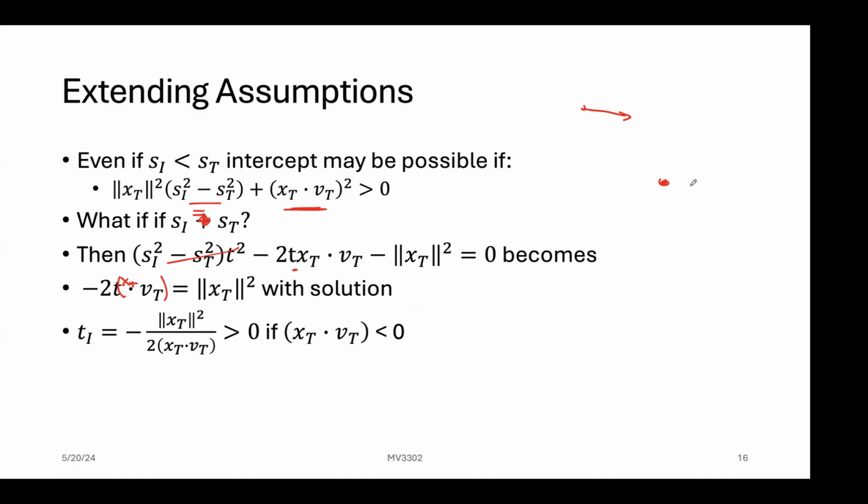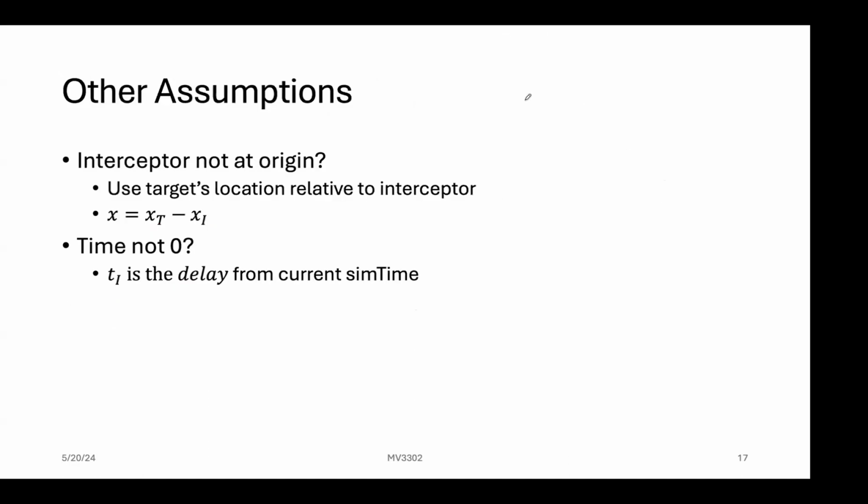Okay, so if our interceptor is at the origin, then we've completely solved this. We say, well, what if it's not at the origin? Well, as we've done before, instead of being at the origin, if we look at the target's location relative to the interceptor and use that instead, then everything applies exactly as before, because in the interceptor's frame of reference, it's sitting at the origin. Just that we are all at the origin in our own frame of reference.